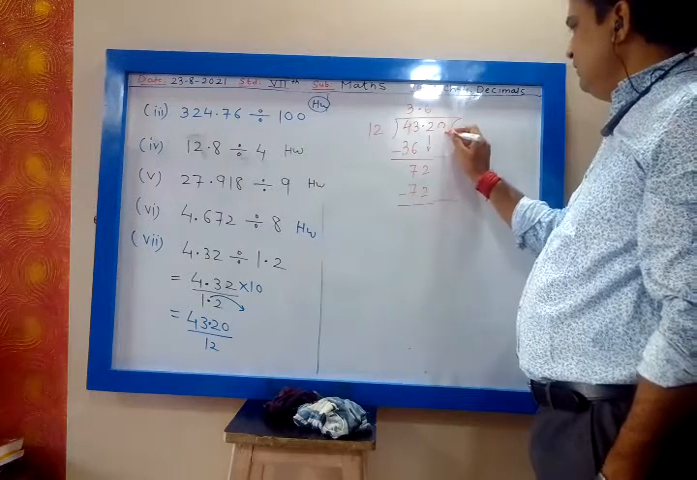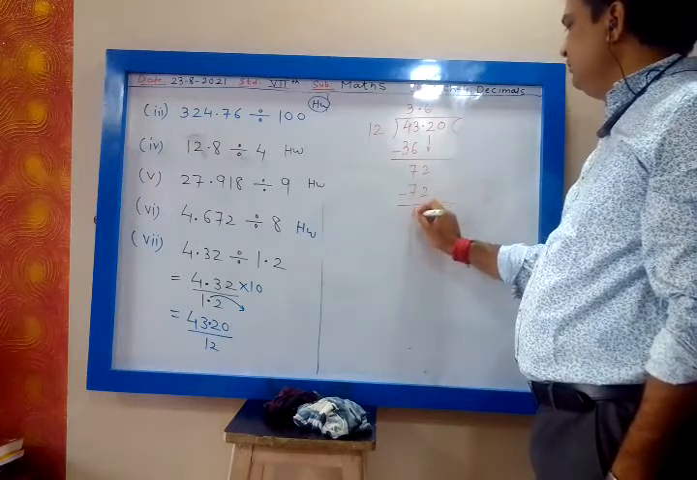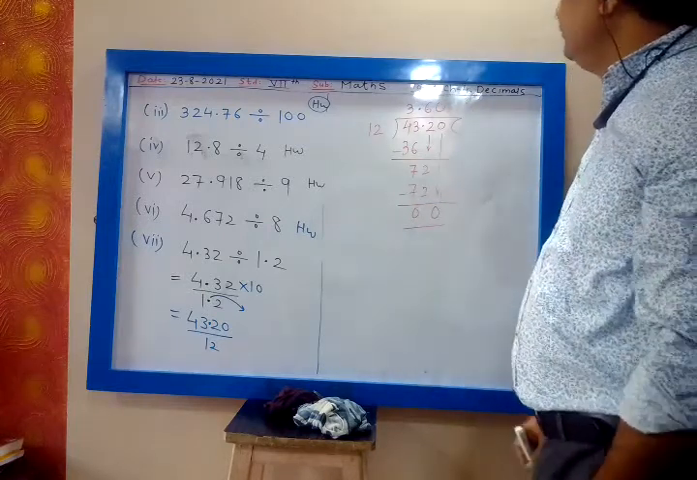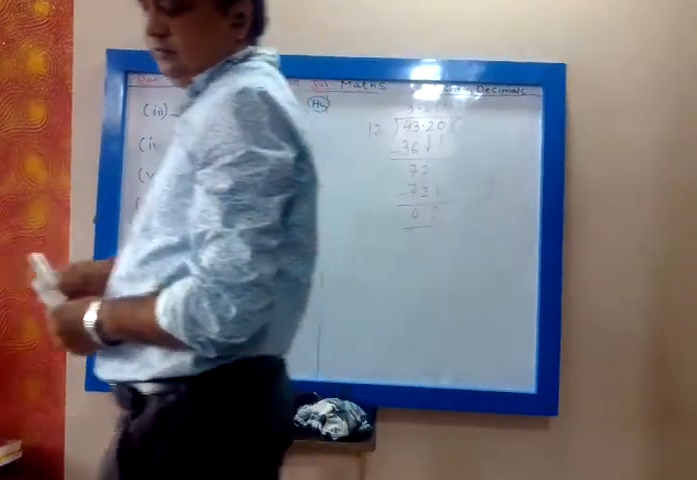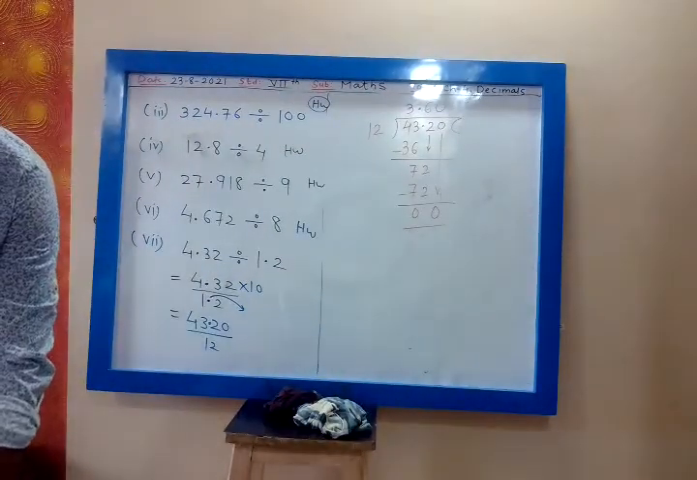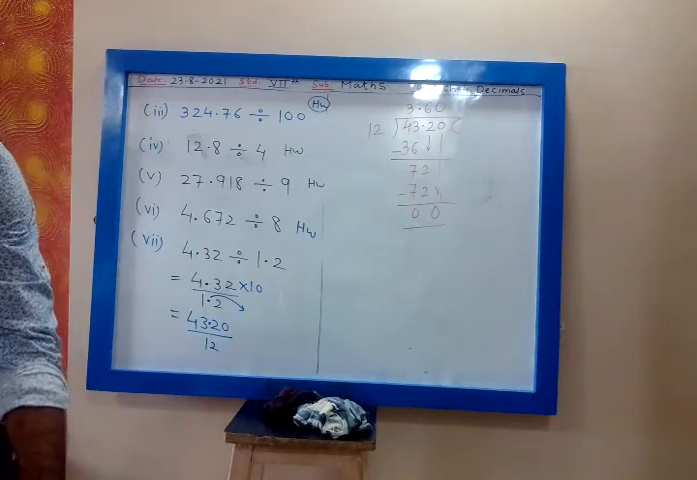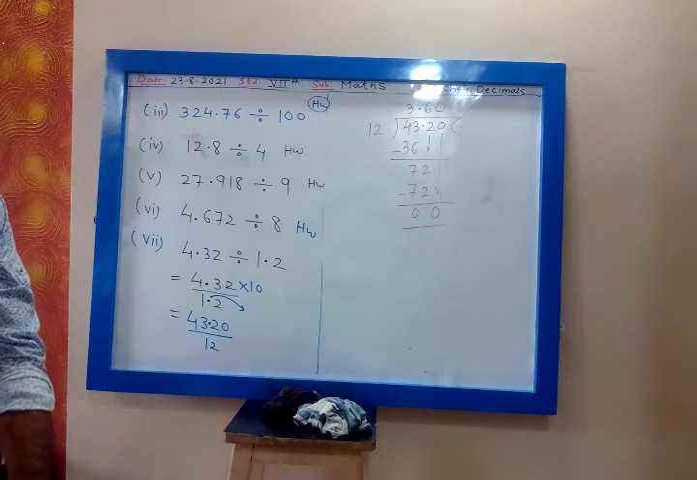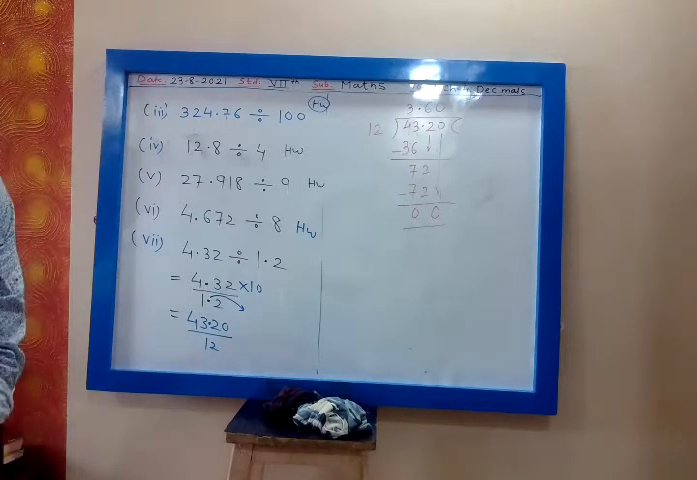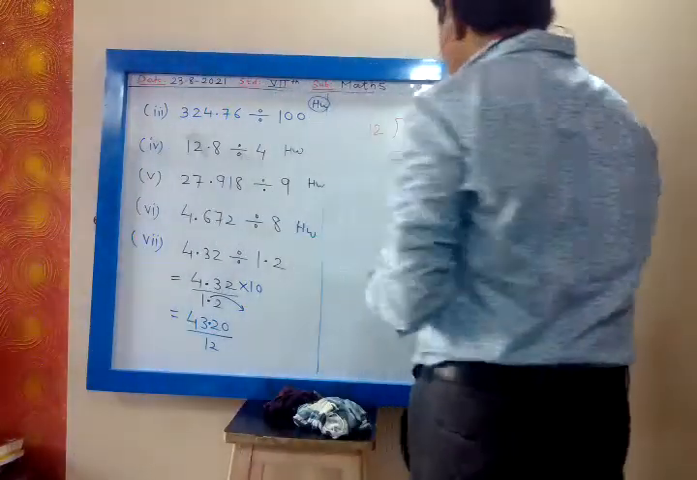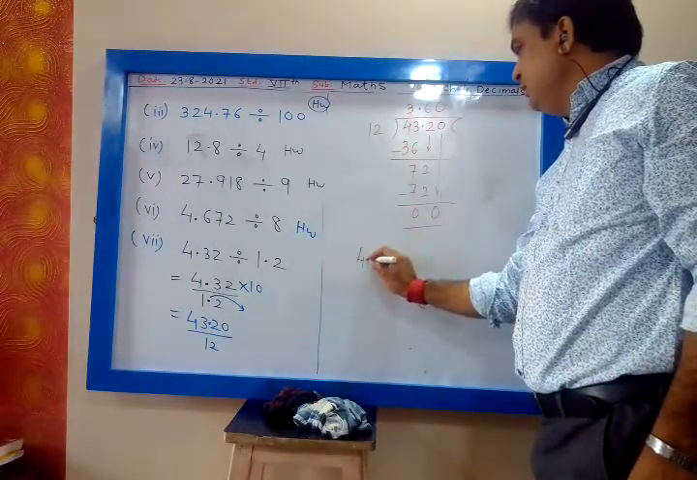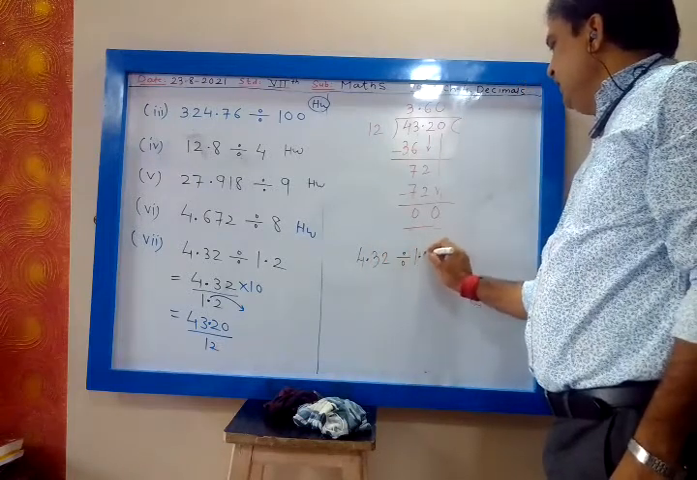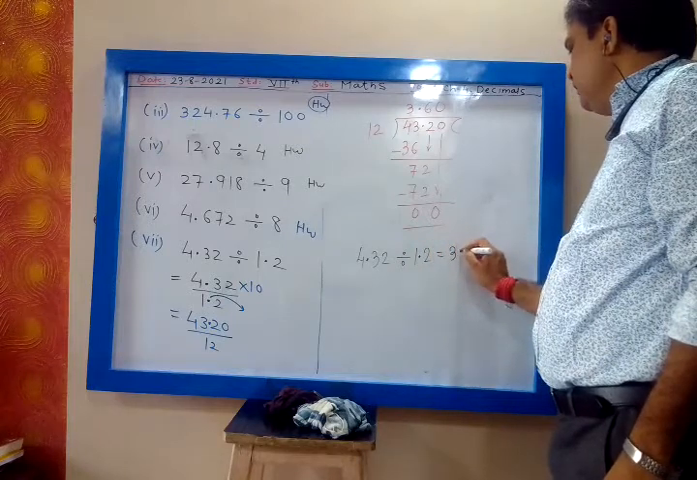Then 1 0. 0 is there. 0 will come. Then 1 0 I will add. So the answer is 3.60. What is the answer? 3.60. Yes, got the answer. So 4.32 divided by 1.2 is 3.60.